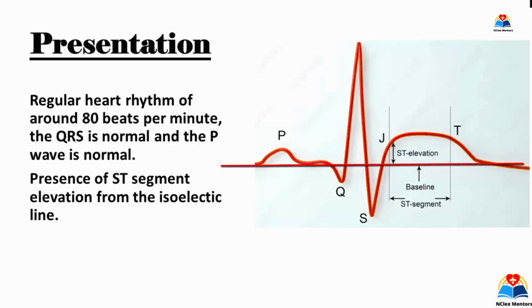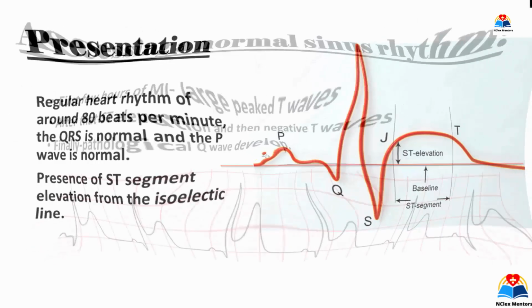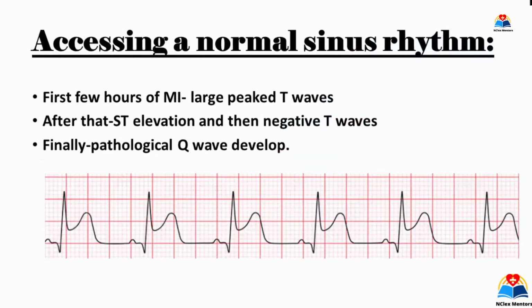The ST segment is the part of the ECG tracing that starts at the end of the S wave and ends at the beginning of the T wave. Additionally, myocardial infarction shows the following identifying parameters. In the first hours and days after the onset of a myocardial infarction, several changes can be observed on the ECG. First, large peaked T waves or hyperacute T waves, then ST elevation, then negative T waves, and finally pathologic Q waves develop.